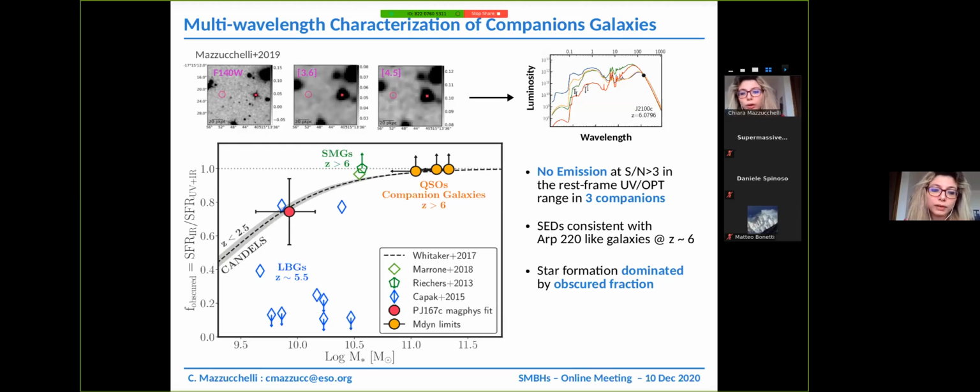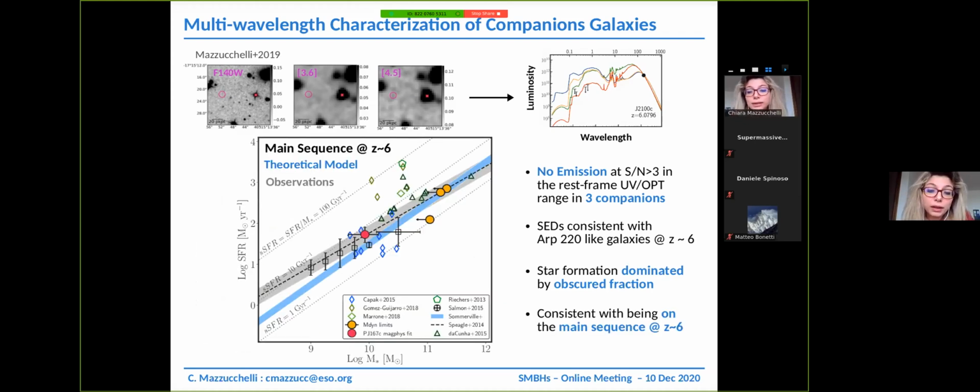We can also see how much of the star formation is actually happening in the obscured versus unobscured phase. And what I plot here is the fraction of the obscured star formation rate as a function of the stellar mass or limit on the stellar mass, for the companions that we investigated around quasars, but also for SMGs or LBGs at high redshift, or sorry, galaxies at lower redshift. And what we saw basically is that the star formation is very highly dominated by the obscured fraction. So indeed, these objects, as we may have suspected, are powerful SMGs.